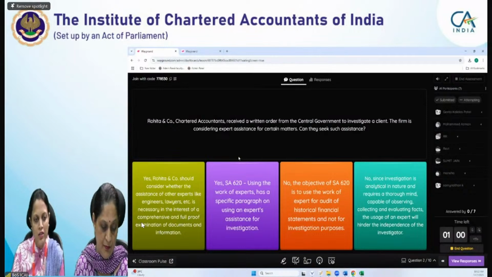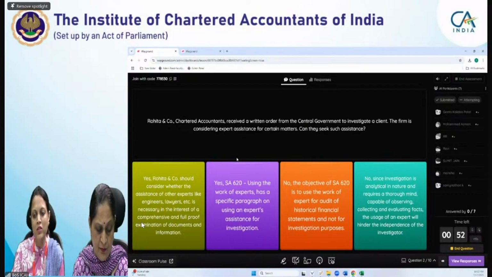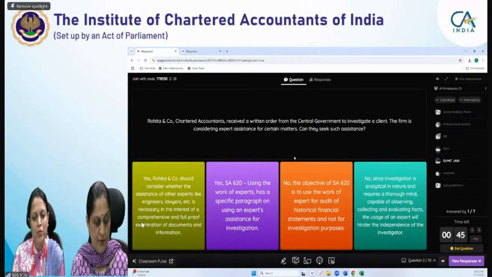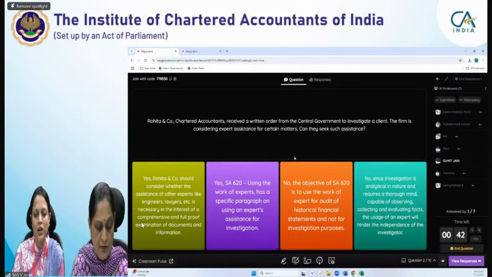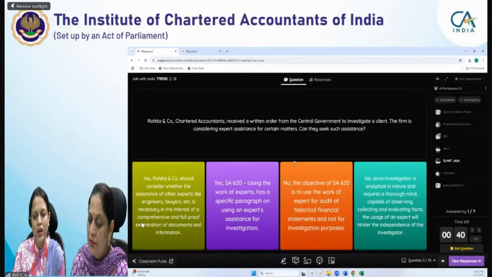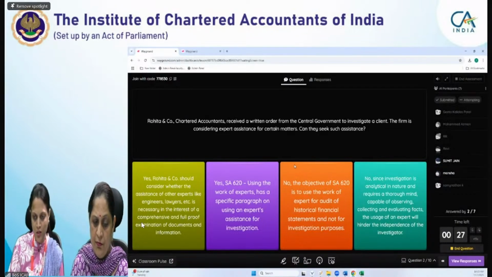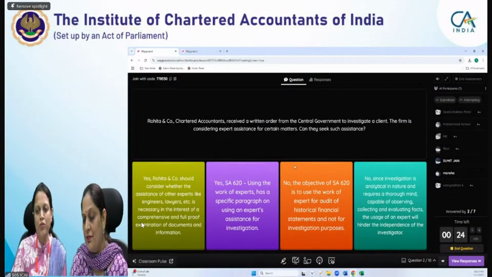Second, yes, SA 620 says using the work of experts has a specific paragraph on using an expert's assistance for investigation. Next, no, the objective of SA 620 is to use the work of expert for audit of historical financial statement and not for investigative purpose. And last, no, investigation is analytical in nature and requires a thorough mind capable of observing, collecting, and evaluating facts. The usage of the expert will hinder the independence of the investigator. So 25 seconds are left.